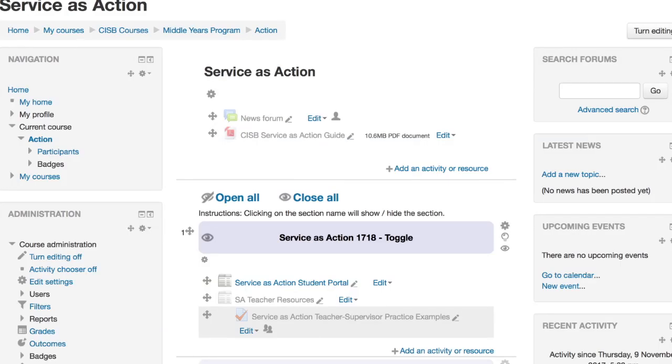Services action is a student-planned action. Services action applies curricular learning to an extracurricular context. Services action identifies a community-defined authentic need. You may wish for further examples to reinforce your understanding of service. For this reason, a number of practice examples are available on the Moodle site. Under the Services Action Moodle page, go to Services Action 1718, then Services Action Teacher Supervisor Practice Examples.